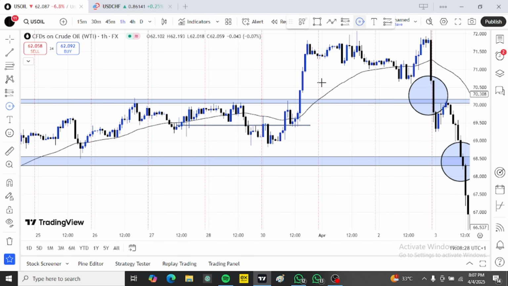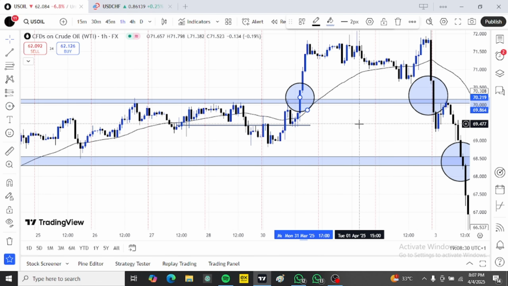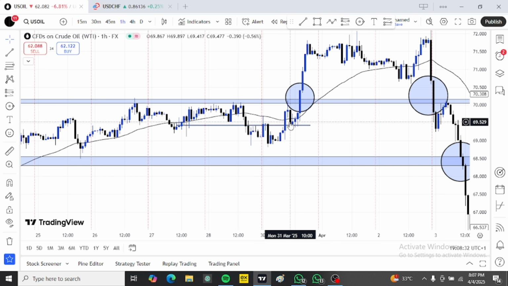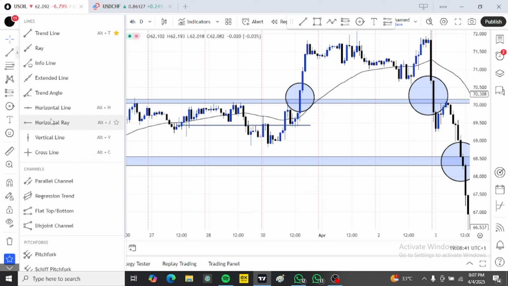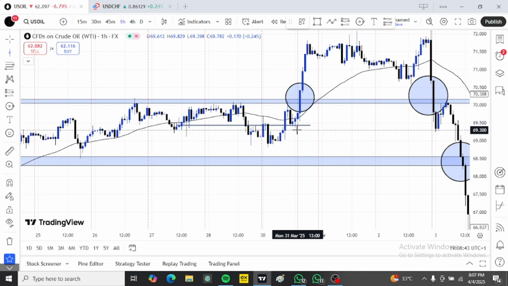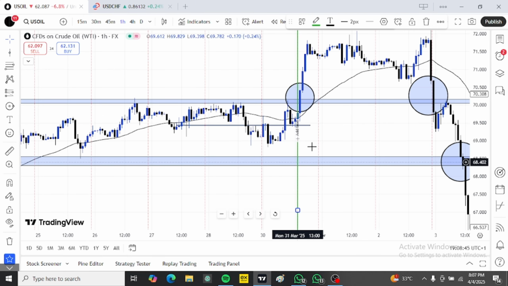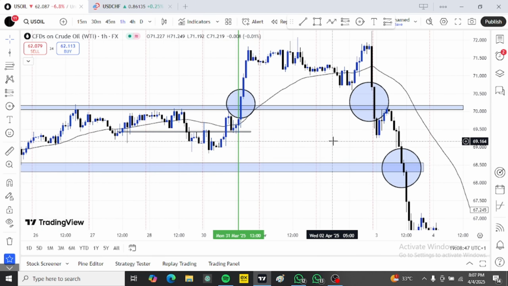There was also a breakout here, and this one was also in New York session. This breakout also happened in the New York session. Check it out. Let me mark it out. It also happened in the New York session, to show you how effective it is. That line, okay, this is 1. The New York session starts from 1.